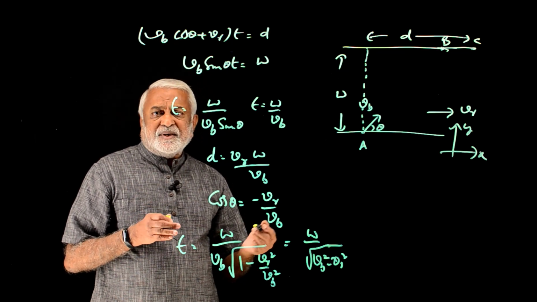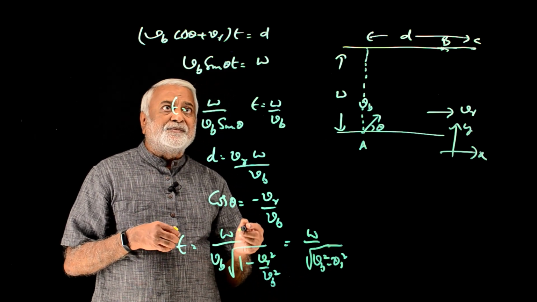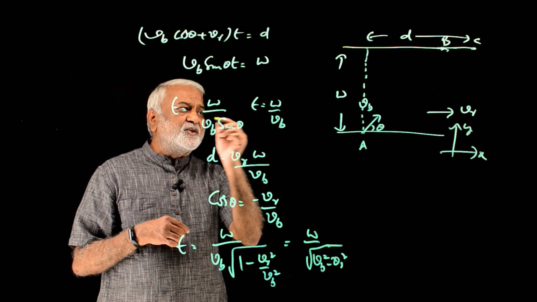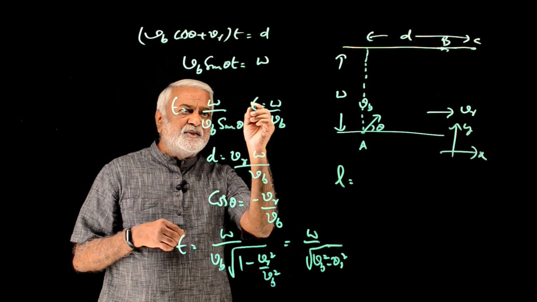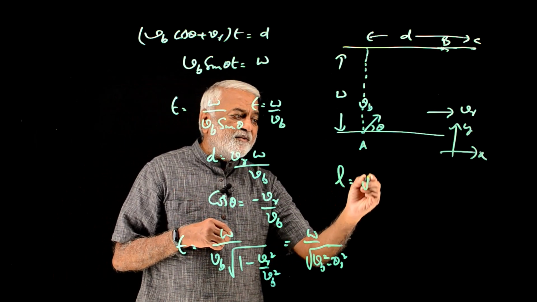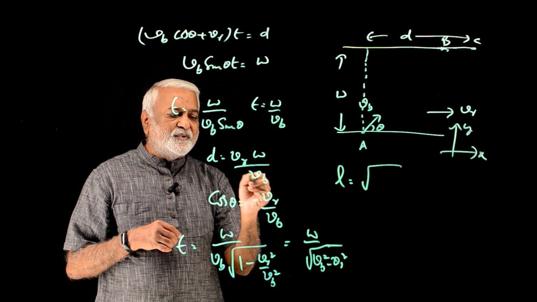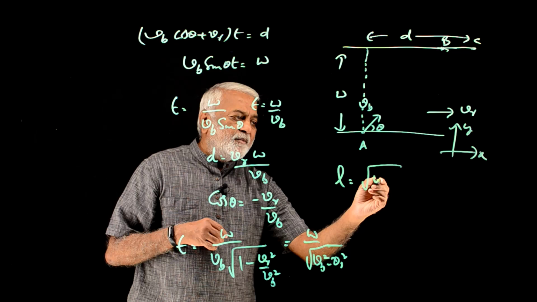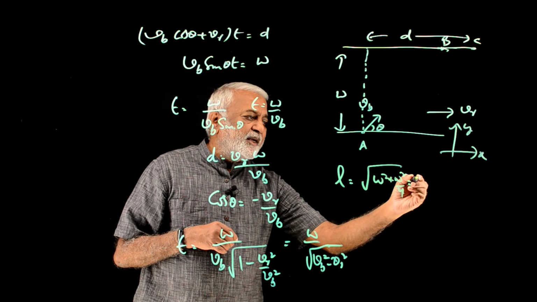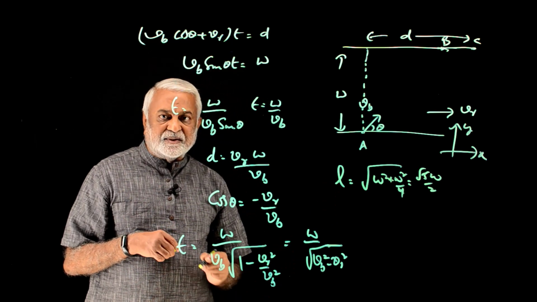Just to get a feel of this, let's say VB is twice VR. Let's find the distance traveled, the path length L. The time is W by VB in this case, the shortest time. The path length in that case will be root of D squared plus W squared. And that D will be, VB is twice VR, we said it, W by 2. So root of W squared plus W squared by 4. So this is root 5 W by 2. Time is least, and this is the path length.